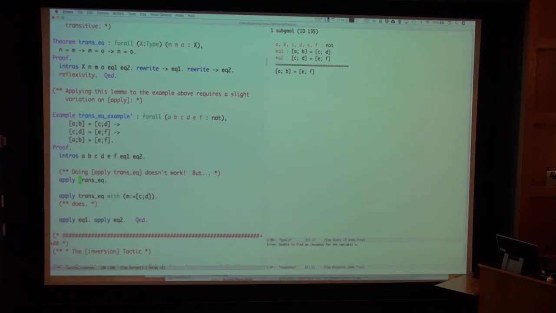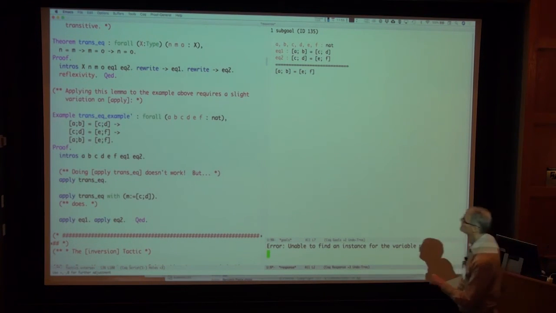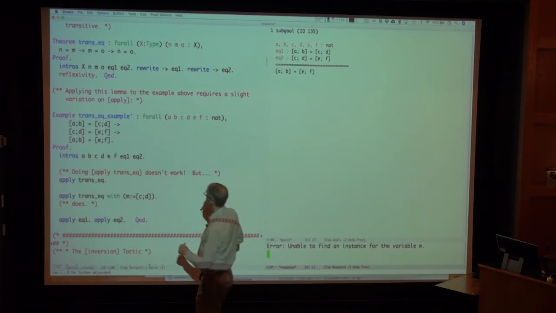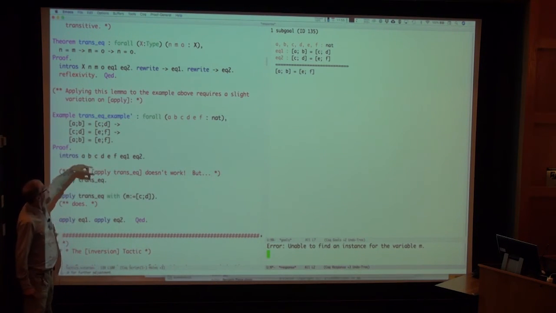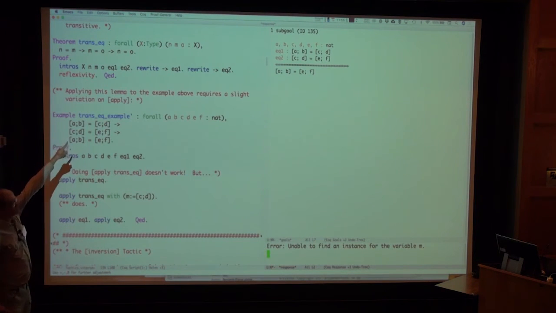Why doesn't it work? Well, what is the message? You probably can't read it. It's very small. It says, unable to find an instance for the variable m. So what happened? We tried to unify. The goal state looked like something equals something, and we tried to unify that with n equals o.